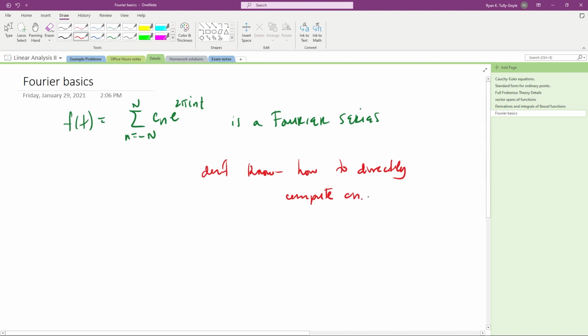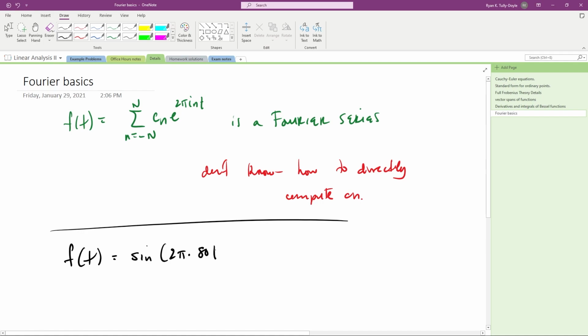Now, it's still the case that we can work with Fourier series if we're working with trig functions. The reason that we can do that is because we can take trig functions and turn them into complex exponentials. So if I wanted to do a Fourier series for, say, a combination of sines and cosines, let's say that we're working with f of t is equal to the sine of 2 pi times 80t and the cosine of 2 pi times 100t.